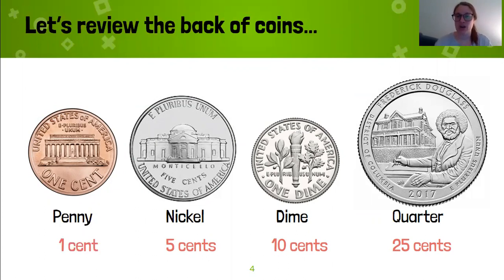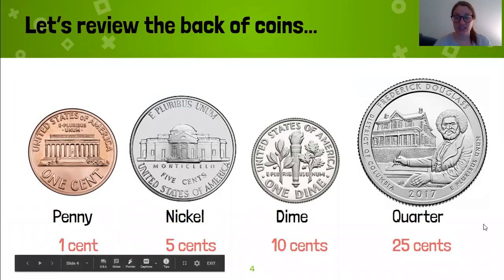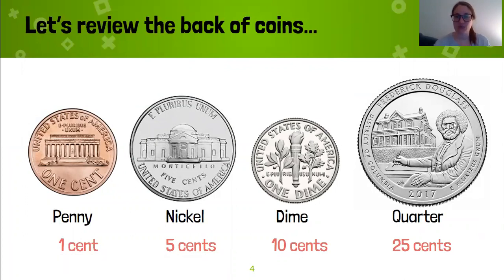But now there are quarters to represent each state in the United States, and so they have special pictures on them. I picked this one that has Frederick Douglass on the back just because I thought it was a really neat design on the quarter. So the fronts and backs of the coins will look different. It's really important to be able to identify both depending on what side you're looking at, the heads or tails.